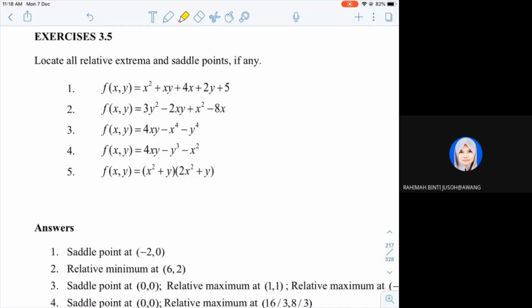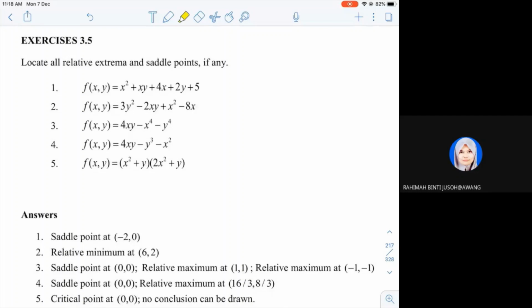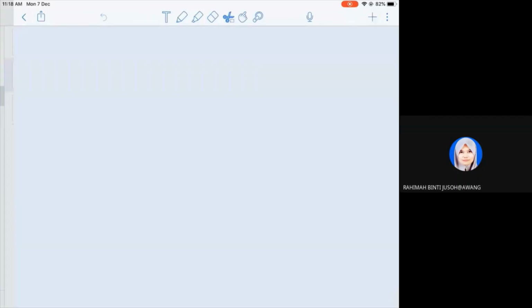Okay, so now guys, which question do you want me to solve? Question 3. Okay, I will solve question number 3 because we have x to the power of 4, right? So very good choice. Okay, let us do question number 3.